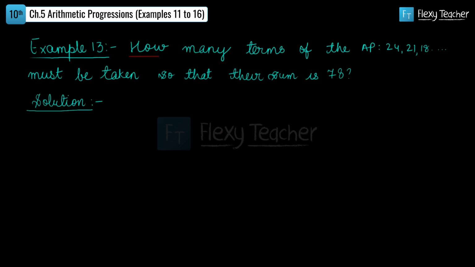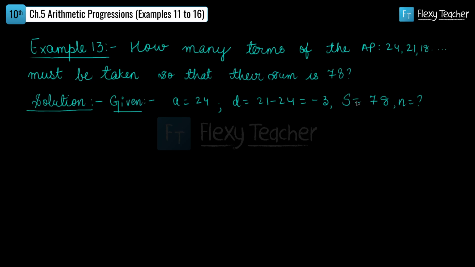Example number 13. How many terms of the arithmetic progression 24, 21, 18 must be taken so that their sum is 78? Okay. So, जो given है हम यहाँ पे भी उसी से start करेंगे. So, the given are A is equal to 24. Okay. Sum of the series. Okay. Maybe before that, let us take D. So, D is 21 minus 24 is equal to minus 3 and sum is equal to 78. आपके पास n is unknown, आपको n ही find करना है यहाँ पे.